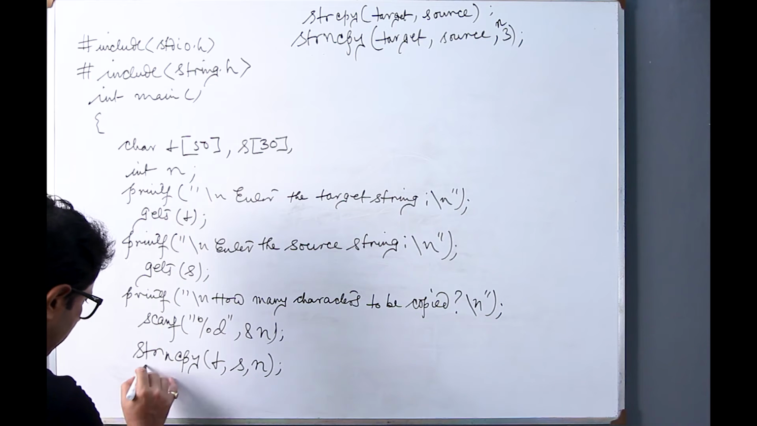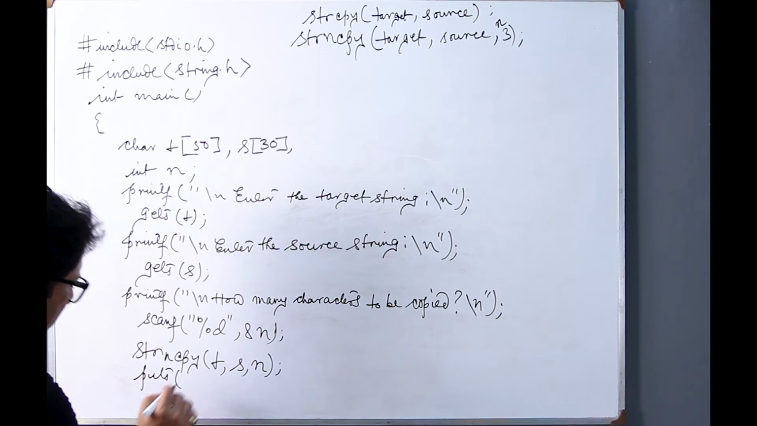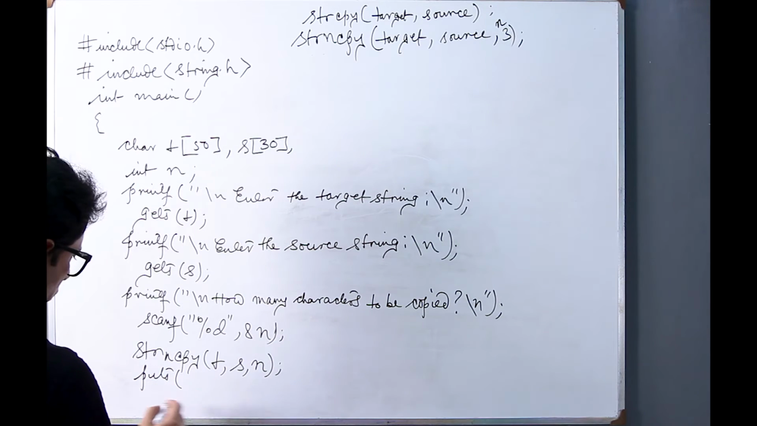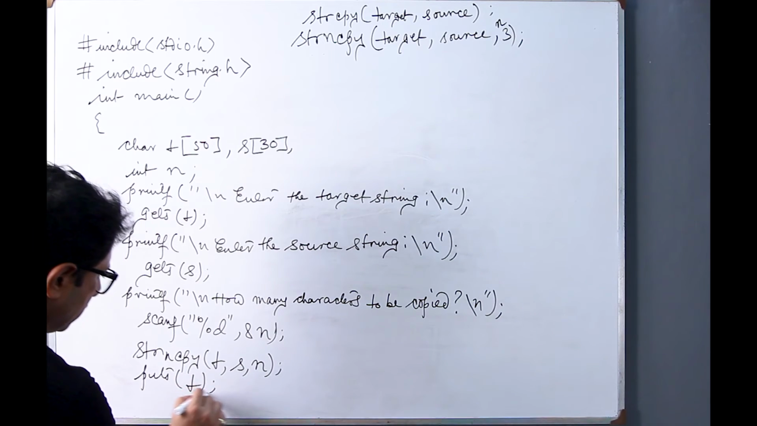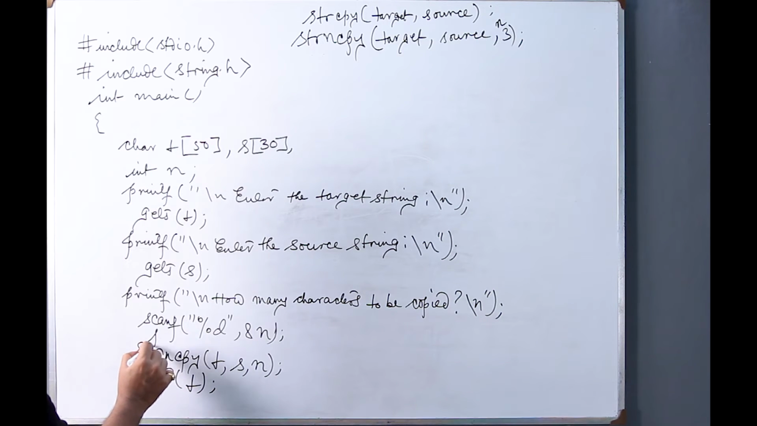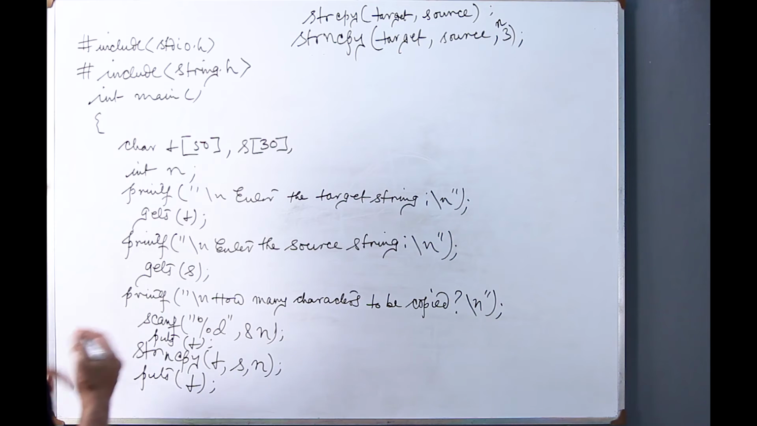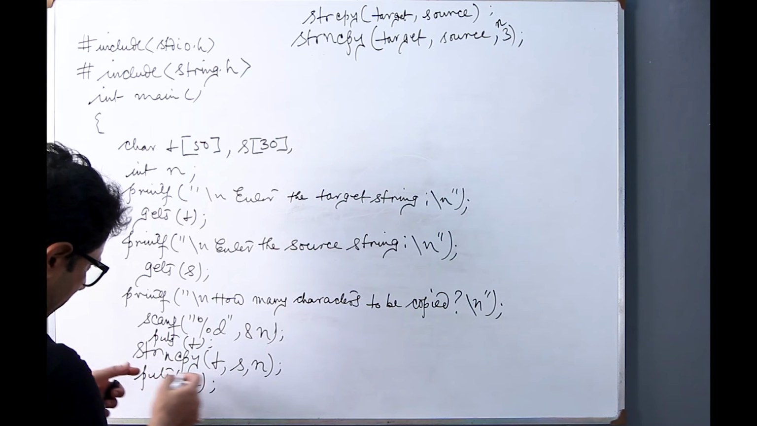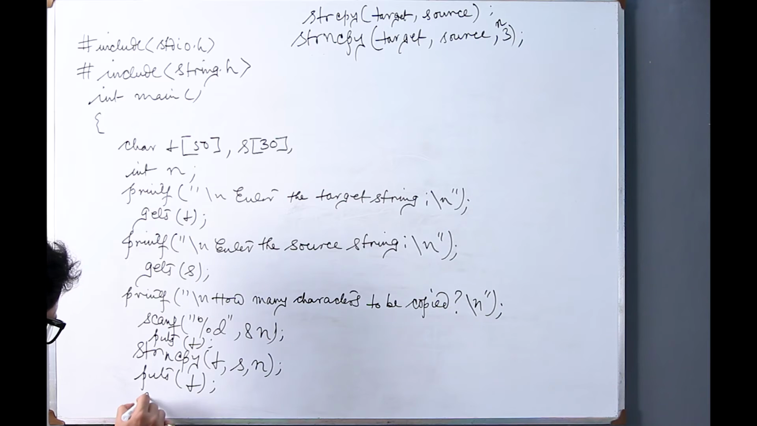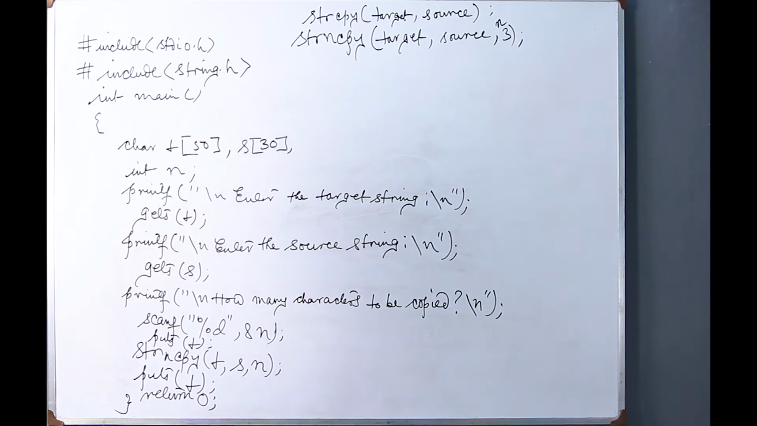And then we will just print puts t. We can also write the puts t over here before calling the function, so as to just show you the difference, how this strncpy comes into play, and how this changes the target string after applying the function. Then return 0, and then we come to the end of the main section.